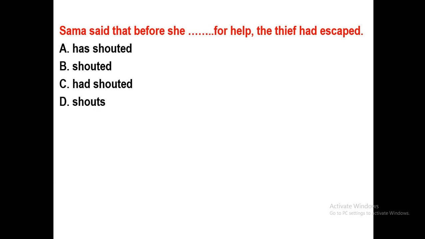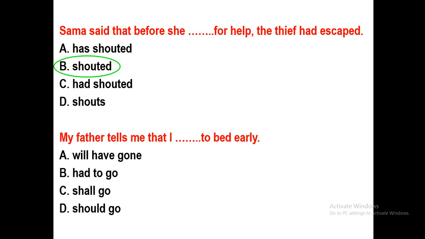Sama said that before she asked for help, the thief had escaped. Yes, before is followed by the second action, which is past simple. My father tells me that I should go to bed early. Will have gone, had to go, shall go, should go. So it's going to be should go, because here the father is advising his son.